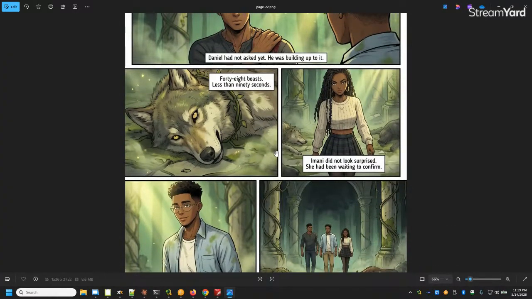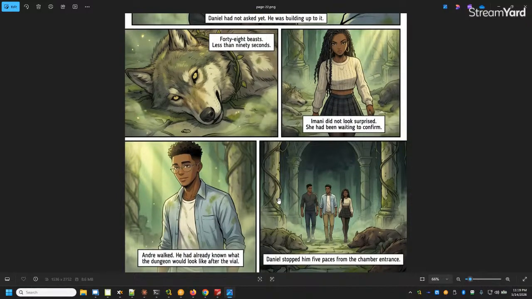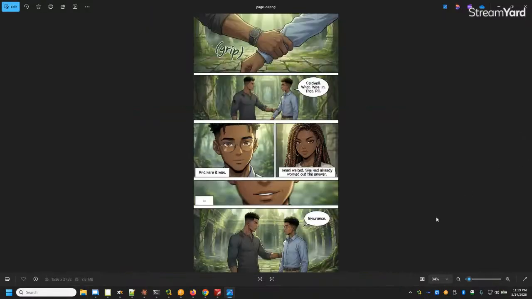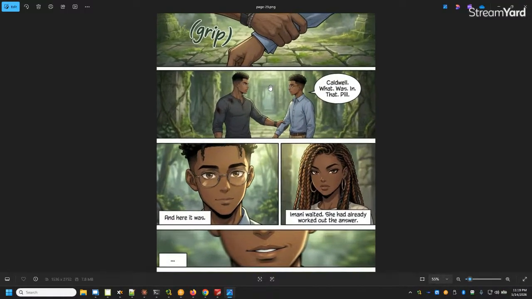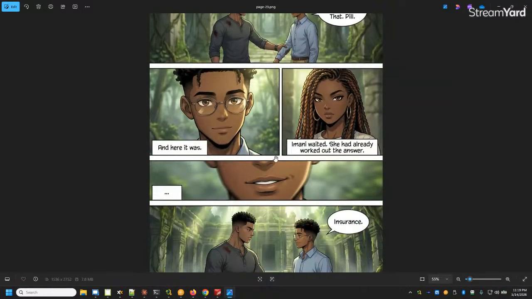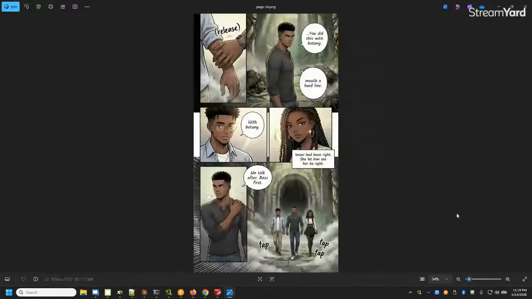Imani did not look surprised. She had been waiting to confirm. Andre walked. He had already known what the dungeon would look like after the vial. Daniel stopped him 5 paces from the chamber entrance. Caldwell was in that pill. Imani waited. She had already worked out the answer. And he says insurance, in terms of insurance that they would defeat the dungeon.